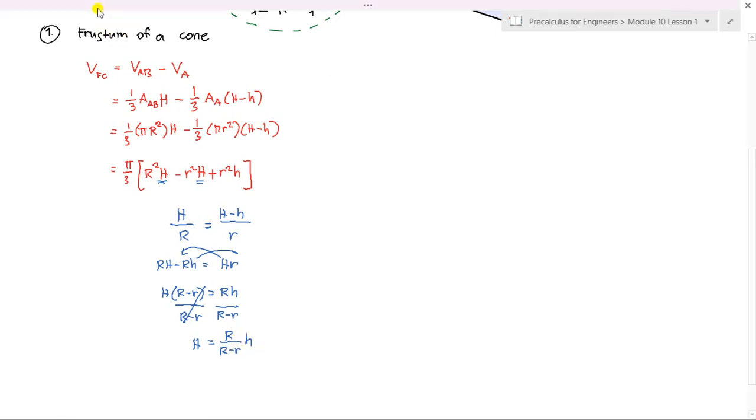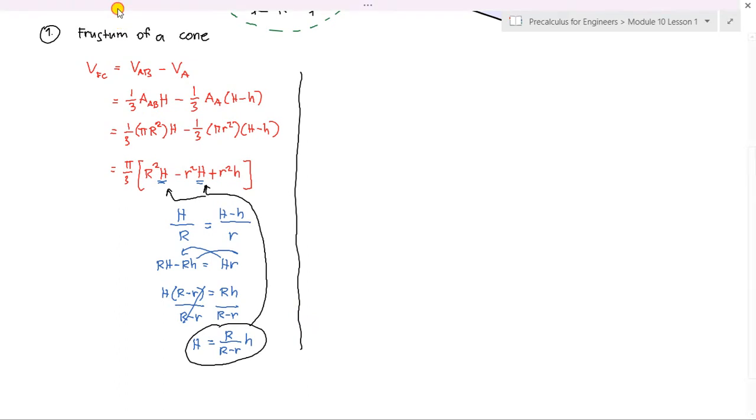H. Now, by having this information, we can substitute this in our equation, the one we previously derived. Let's do that. So we have V equals pi over 3, then r squared multiplied by the h, that is r all over R minus r, H, then minus R squared times again r all over R minus r, H, then plus R squared H.